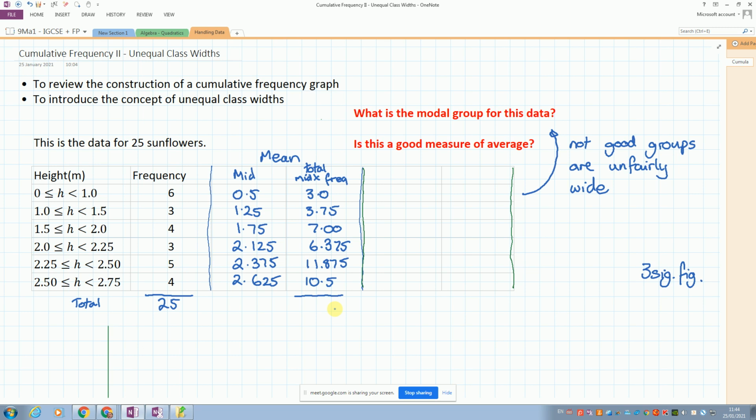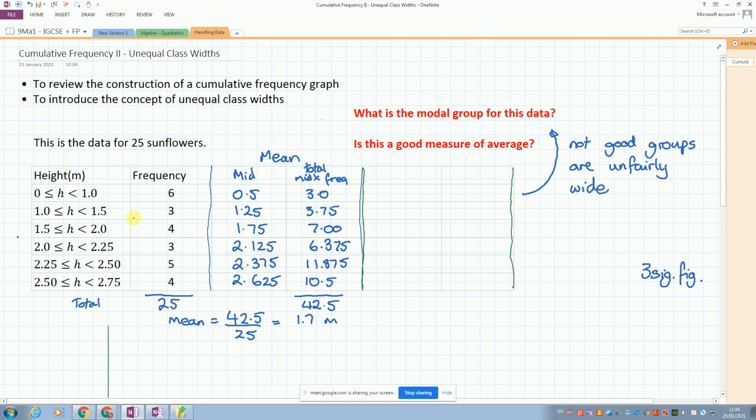The total is 42.5 according to my calculator, which tells me that the mean is equal to 42.5 divided by 25, which my calculator says is 1.7 metres. So that gives us a nicer number somewhere in the middle of all our different types of frequency. Okay.